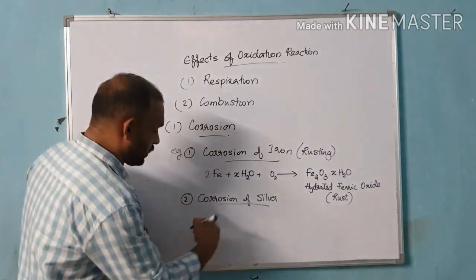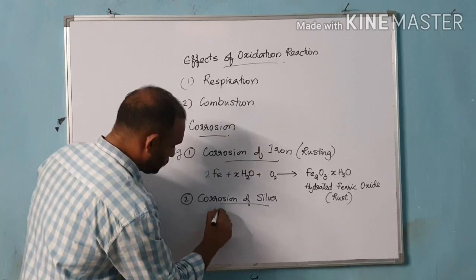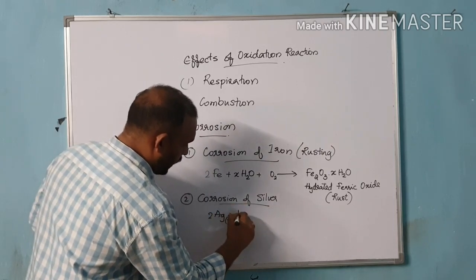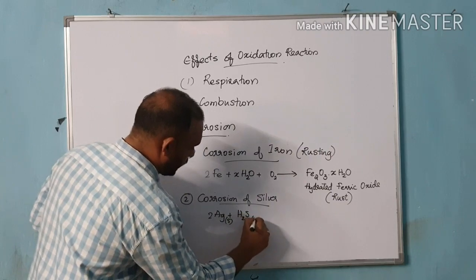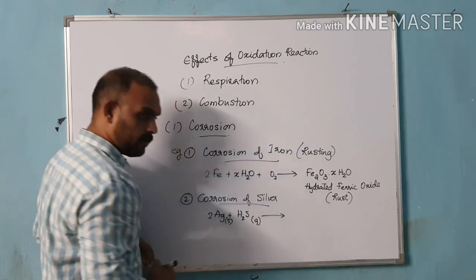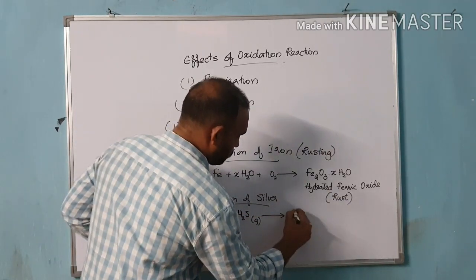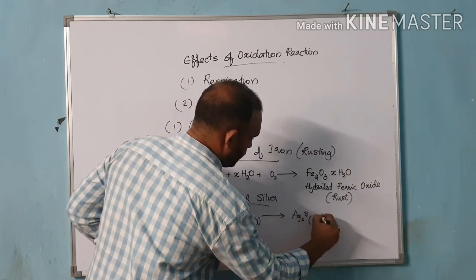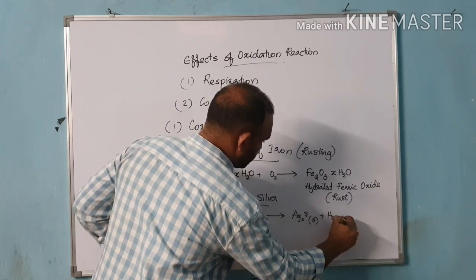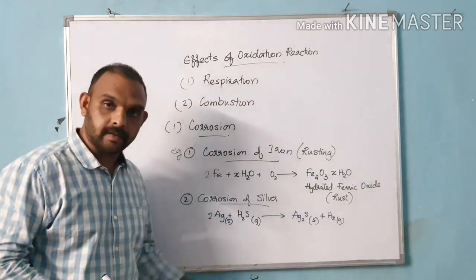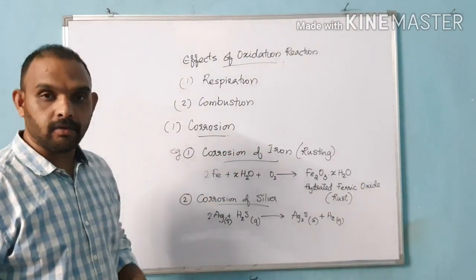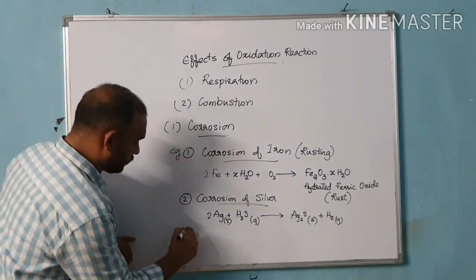We can write the reaction like this: silver, which is solid, and hydrogen sulfide gas from the atmosphere react together to form Ag2S, silver sulfide, and hydrogen gas. So this is the corrosion of silver, which is another example of corrosion. Now let's see the third one.